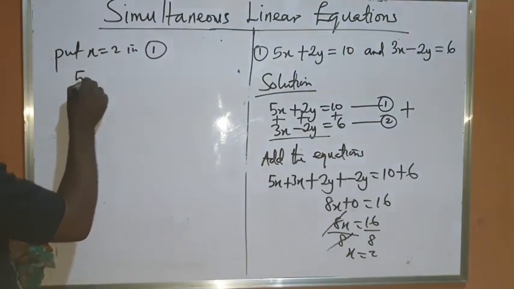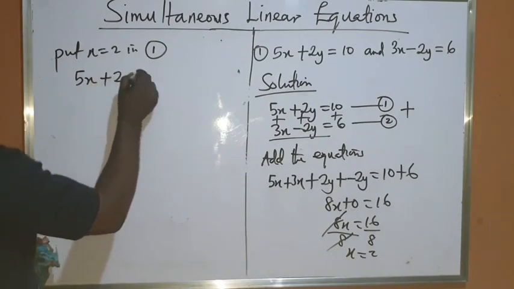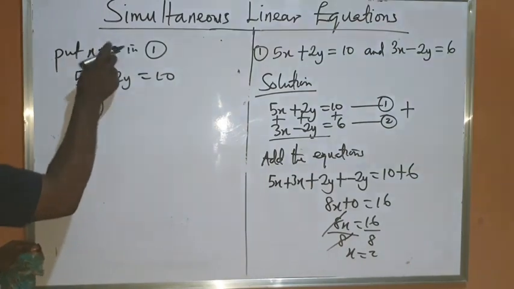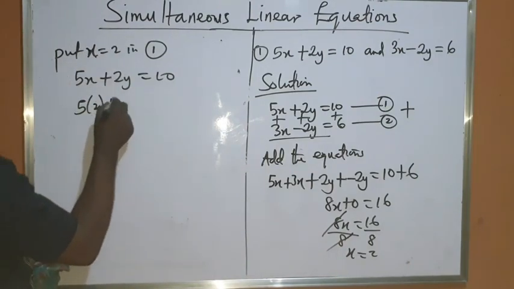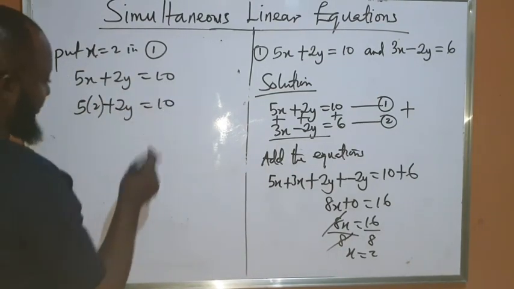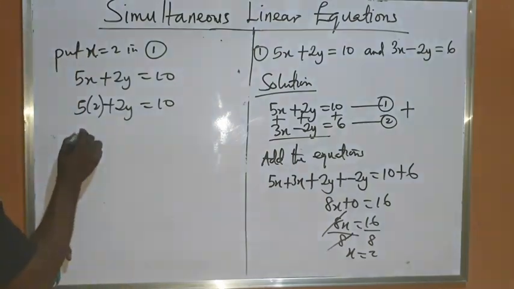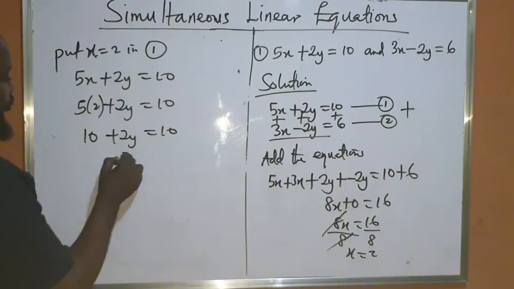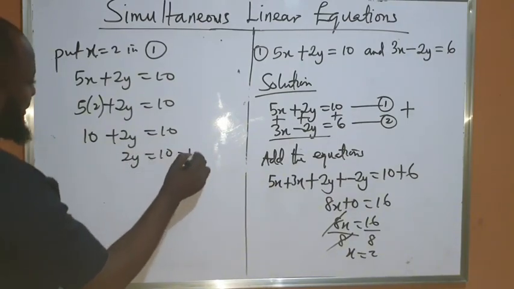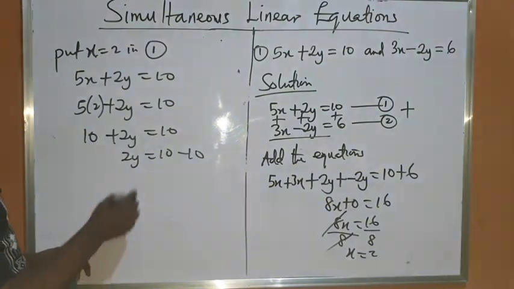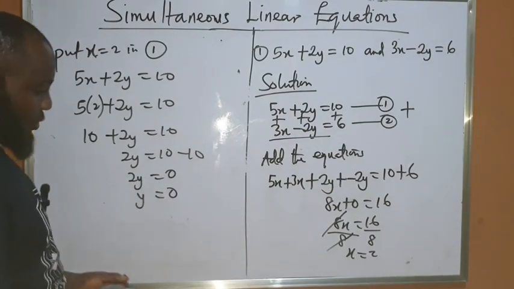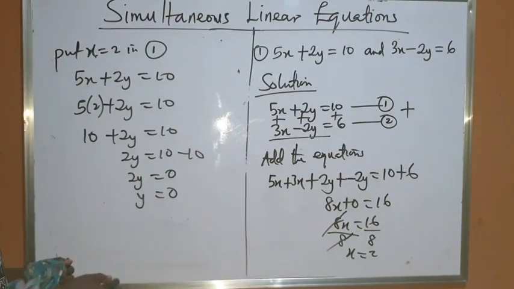That means I have 5x plus 2y equals 10. That means 5 times 2, because the value of x is 2, right? Plus 2y equals what? 10. So in that case, I have 10 plus 2y equals 10. So 2y equals 10 minus 10. This will go. So therefore, we have 2y equals 0. Therefore, y equals what? 0.